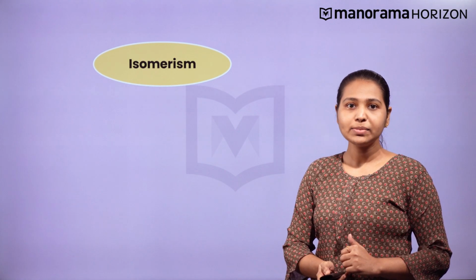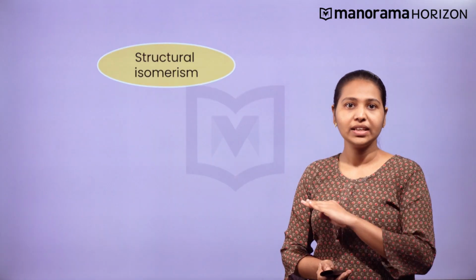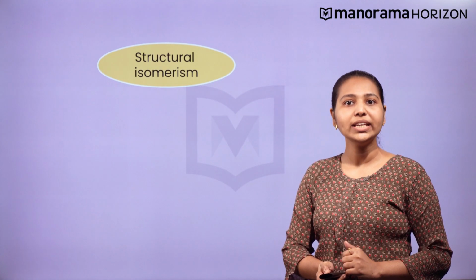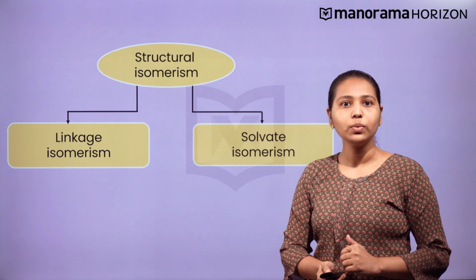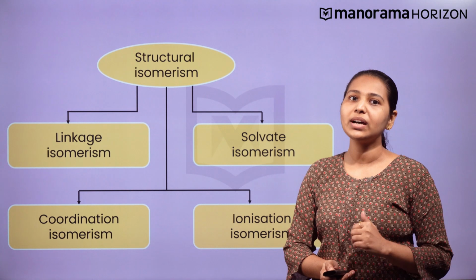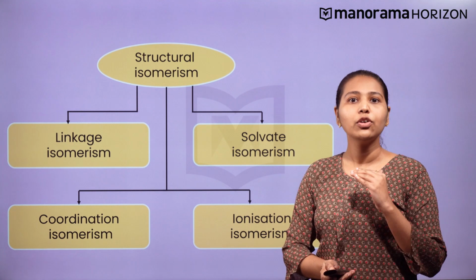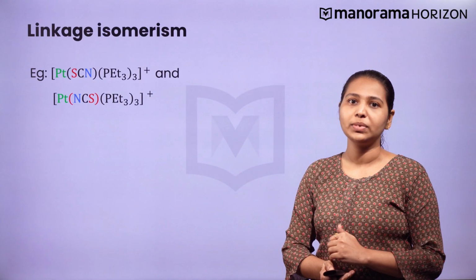Broadly, isomerism is classified as structural isomerism and stereoisomerism. Next, let us consider the various types of structural isomerism. Linkage isomerism, solvate isomerism, ionization isomerism and coordination isomerism are the possible structural isomerism for coordination compounds. We may start our discussion with linkage isomerism.